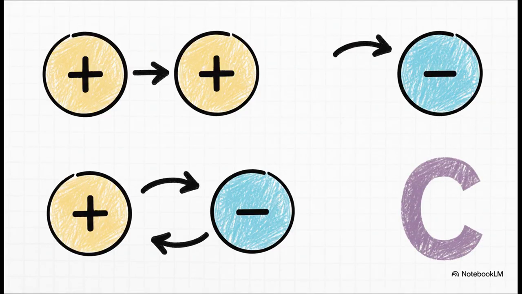And the rules of charge? They're super simple. You've only got two types, positive and negative. And they follow one basic rule. Opposites attract and likes repel. So a plus and a minus will pull together, but two positives, they'll push each other away. And we measure how strong this charge is in a unit called the coulomb, or C for short.